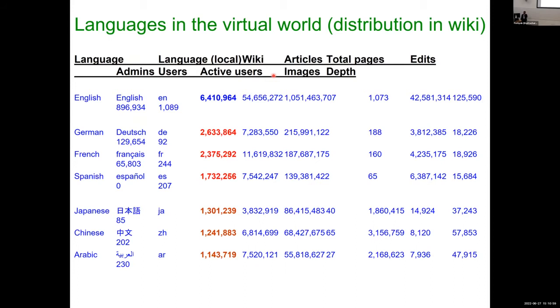Now, languages in the virtual world also are very diverse and very numerous. So, if we look at the distribution of languages in the world of Wikipedia, then of course English leads the pack with about 6 million articles, corresponding to about 54 million pages. Now, German, French, and Spanish belong to the 2 million articles club. Japanese, Chinese, and Arabic belong to, let's say, 1 to 1.5 million articles club.